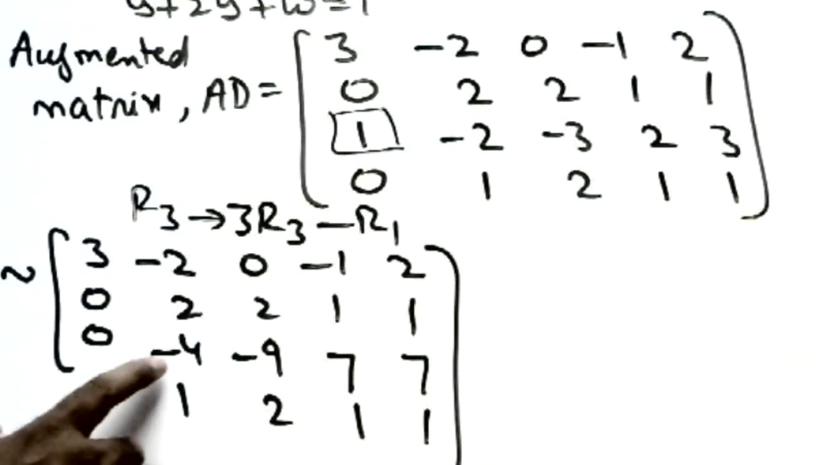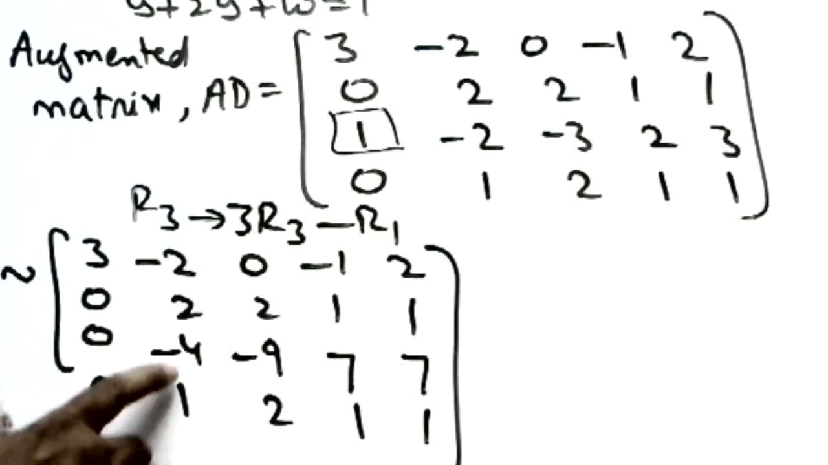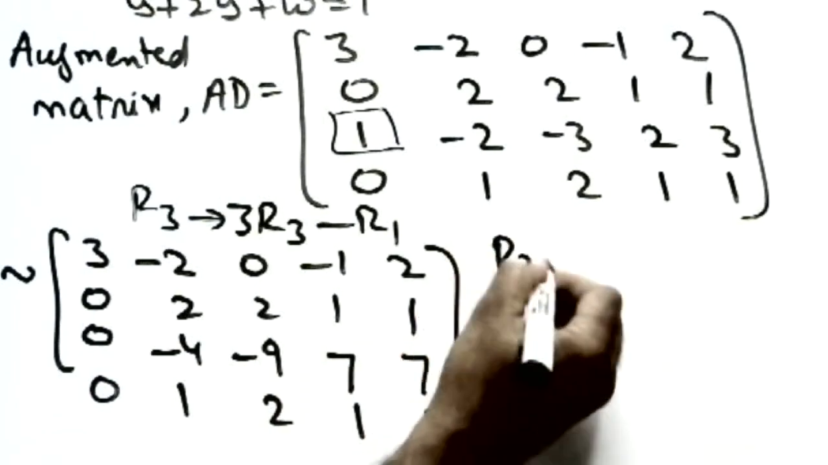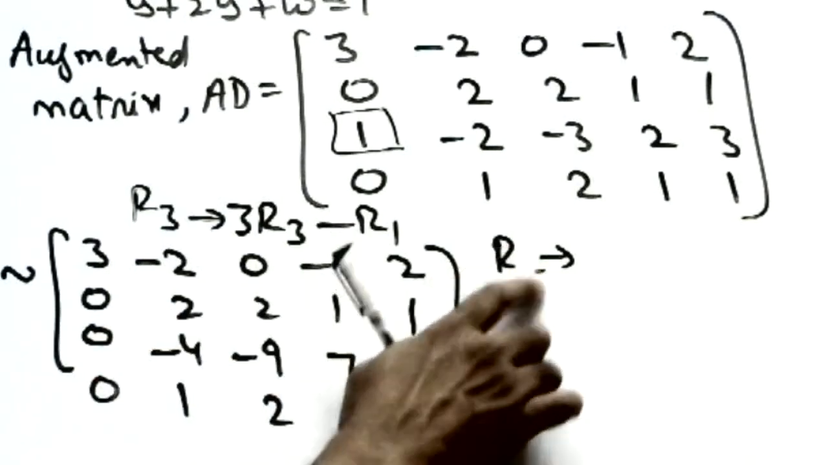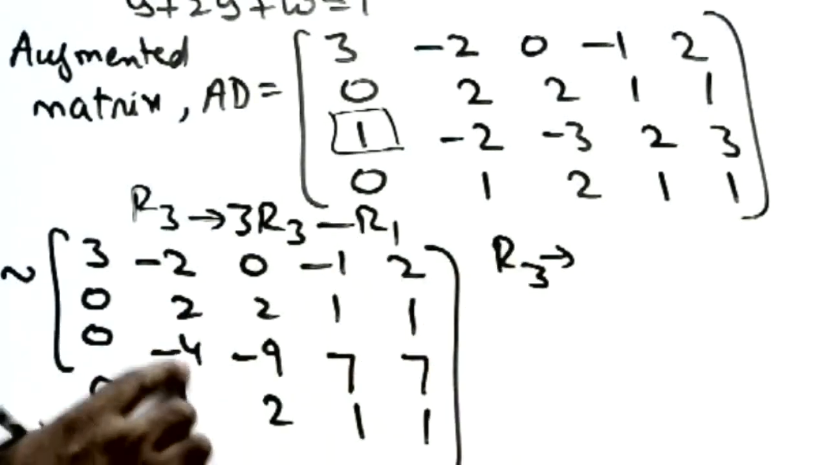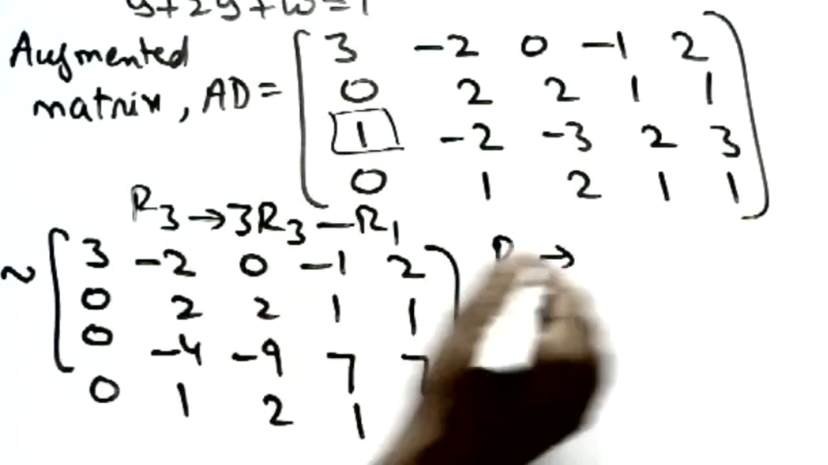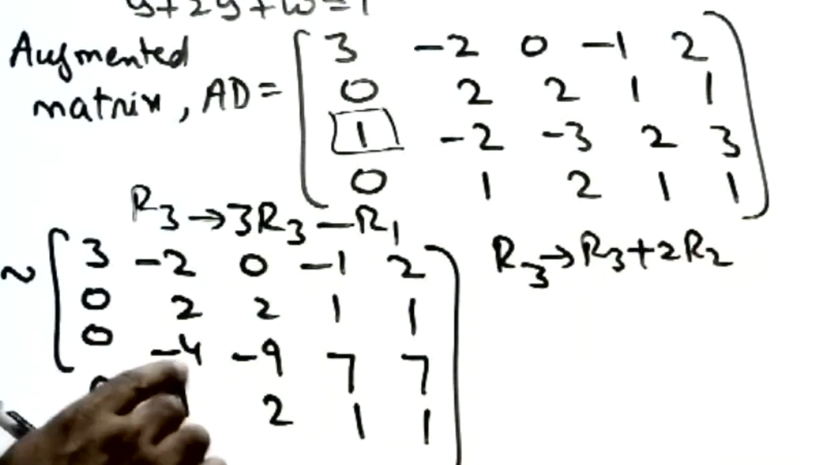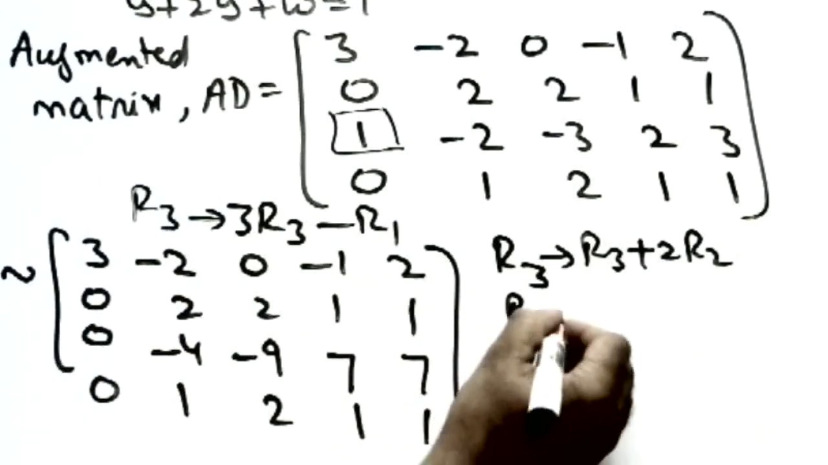Now in the first step we made these 3 zeros. Next step we have to make these 2 zeros. Okay, we can shift 1 also here, but without doing that we can also change. Let me change this one. R3 implies, this is minus 4. If you multiply with plus 2, this will be plus 4. Minus 4 plus 4 is 0. So R3 implies R3 plus 2R2.